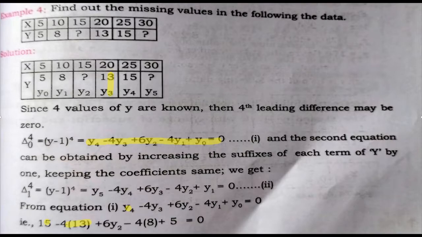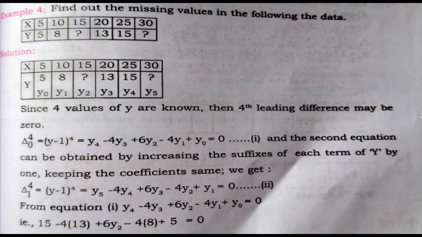Next plus 6, as it is, y2 value. We don't know the y2 value, so I have written it as it is. Next minus 4 into what is the y1 value? The y1 value is 8, so I have written 8. Plus what is the y0 value? The y0 value is 5, so the 5 I have entered here. Understood what I am saying? Putting the values of y0, y1, y3 and y4, I will get this equation.